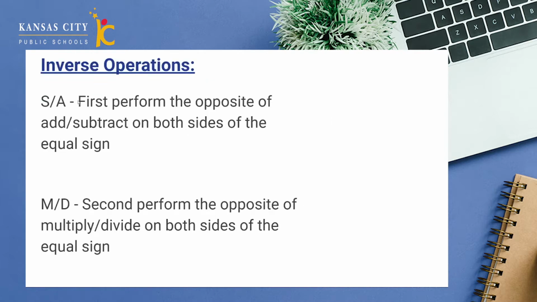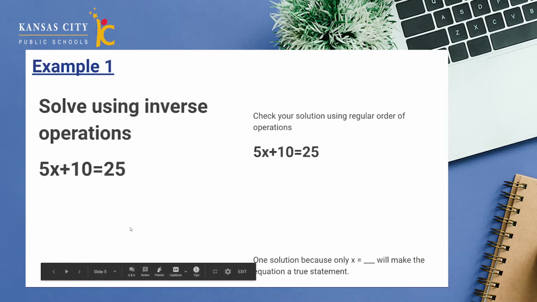So instead of starting with parentheses, we're going to start with subtraction and addition. First, perform the opposite of add, subtract on both sides of the equal sign. Second, we're going to perform the opposite of multiply and divide on both sides of the equal sign. Go ahead and pause the video to copy down these notes. Excellent. Now that you've copied down these notes, let's move on.